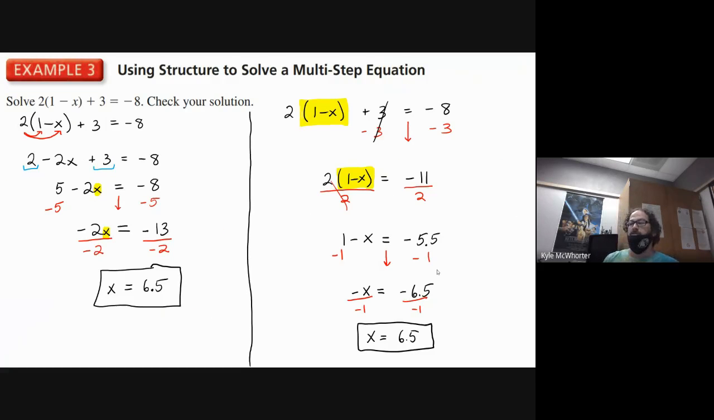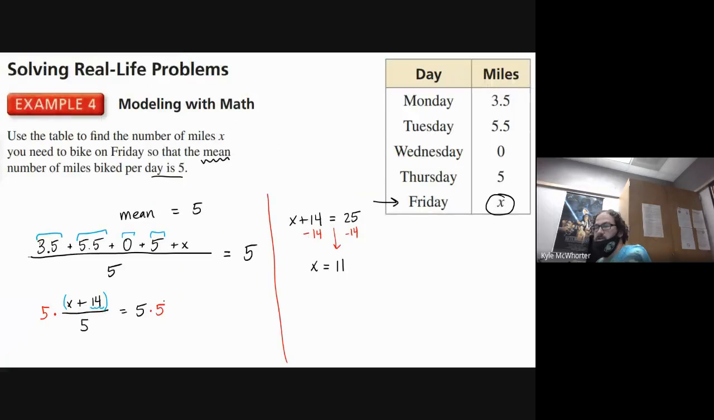So now one thing to remember is if you get a question that says solve, your answer should just be like x equals a number, right? You're just solving an equation. You're finding out the solution. What does x equal? On this question, they're actually asking you a question in words, so you need to give an answer in words. Use the table to find the number of miles x that you need to bike on Friday. So your answer should be, I need to bike 11 miles on Friday.